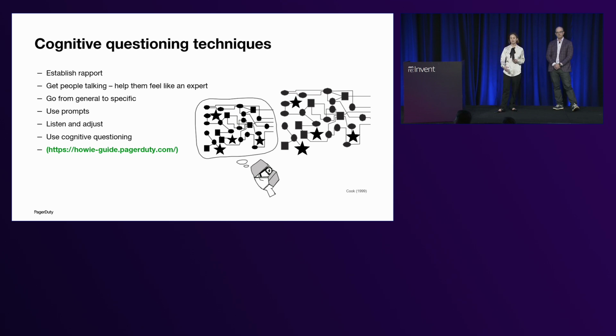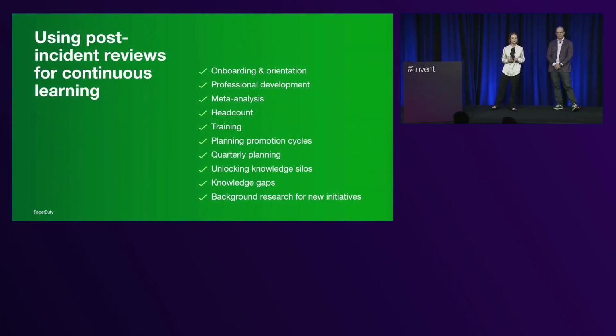We actually have a free guide online that details a lot more than this, that is linked out here. But you can also use this for continuous learning. It can lead to onboarding and orientation, professional development, meta-analysis that reveals patterns. You can use it to advocate for headcount, for training, for planning promotion cycles, for quarterly planning, unlocking knowledge silos, finding those person A's before they leave, and knowledge gaps, and also background research for a new initiative. Remember, a lot of ROI lives in how we communicate during incidents and lives in what is urgent to us, what stopped us from doing what we were doing to all coordinate together.